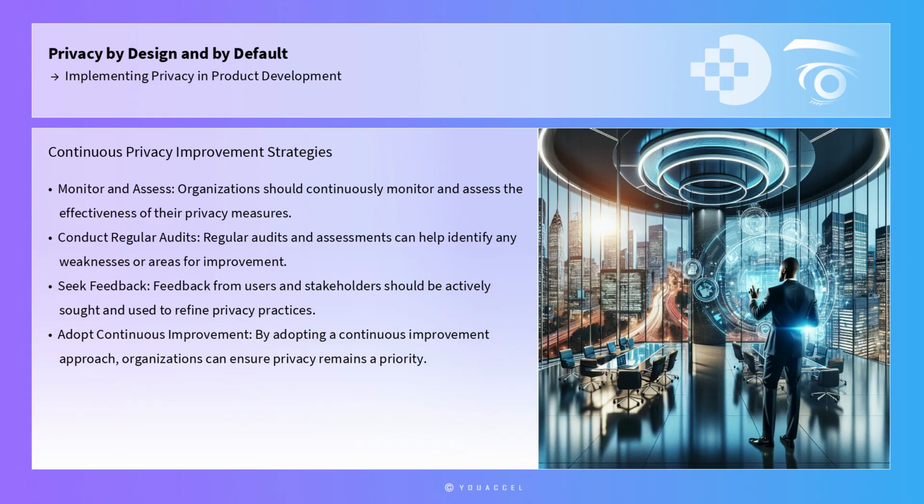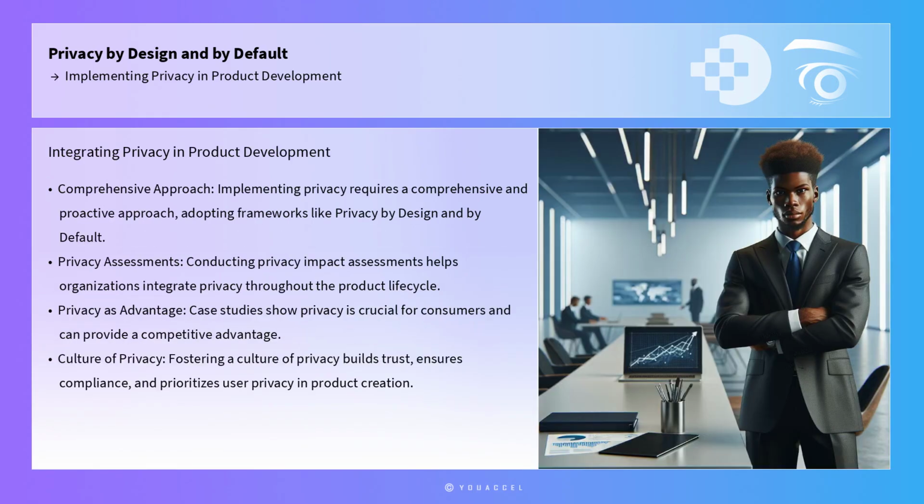Finally, organizations should continuously monitor and assess the effectiveness of their privacy measures. Regular audits and assessments can help identify any weaknesses or areas for improvement. Feedback from users and stakeholders should be actively sought and used to refine privacy practices and enhance the overall privacy experience. By adopting a continuous improvement approach, organizations can ensure that privacy remains a priority and that their products consistently meet evolving privacy expectations.